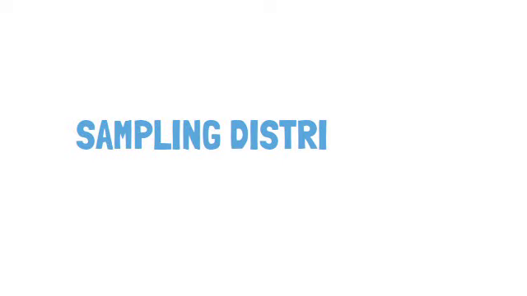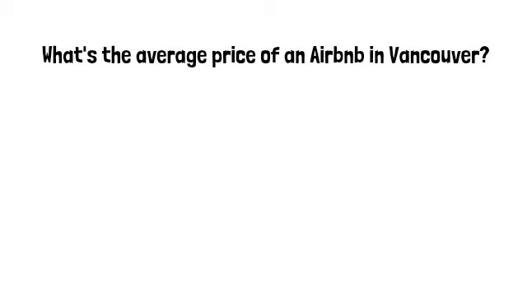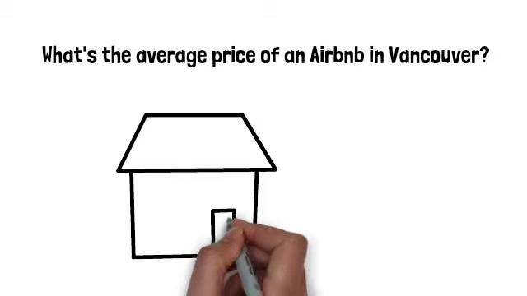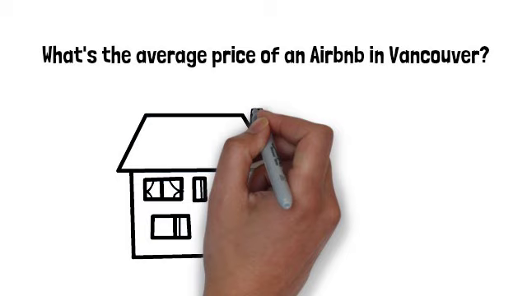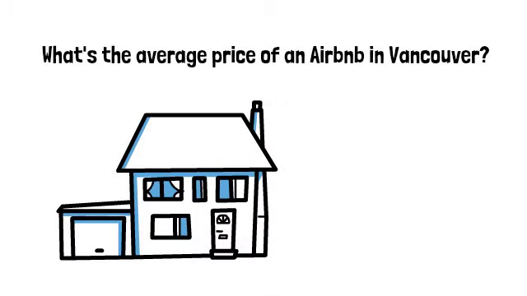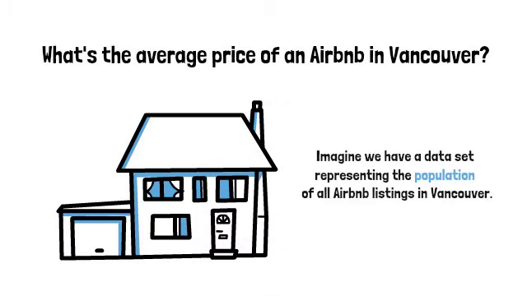In this video, we're going to talk about sampling distributions. Say you're a traveler and want to know what's the average price of an Airbnb in Vancouver. In practice, we don't usually have access to the entire population to answer inferential questions. However, for learning purposes, imagine we have access to a dataset representing the population of all Airbnb listings in Vancouver.